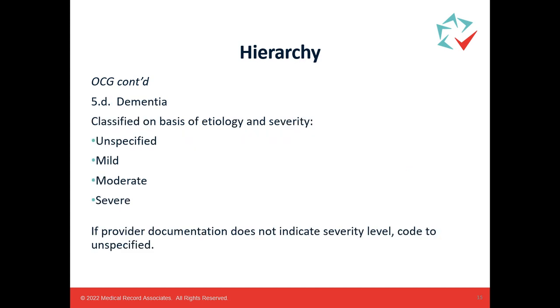And a new guideline to Chapter 5 as of October 2023 is 5D, and that's regarding dementia. What this guideline says is that dementia is classified on the basis of etiology and severity. So that would be unspecified, mild, moderate, or severe. And if provider documentation does not indicate the severity level, code to unspecified. This would be a good opportunity for provider education regarding documentation, to let them know that if they are able to determine an etiology and severity, to please document that, so that we do not have to default to the unspecified code.